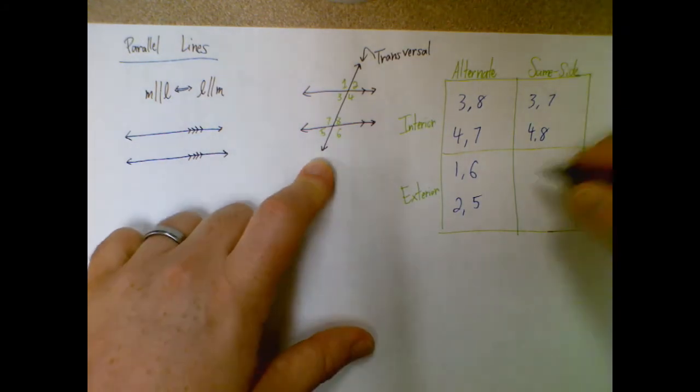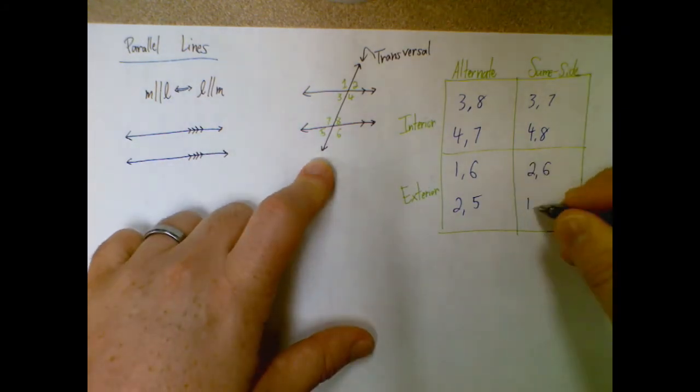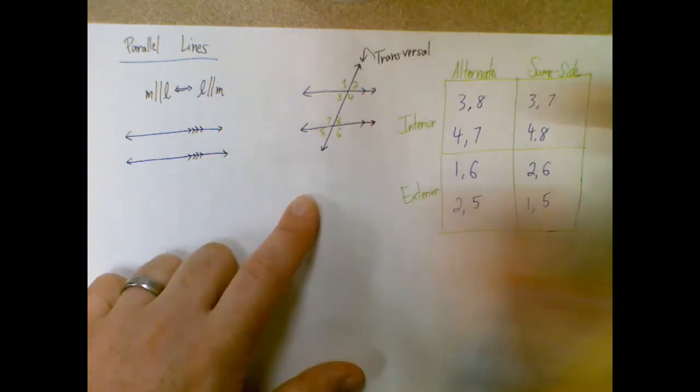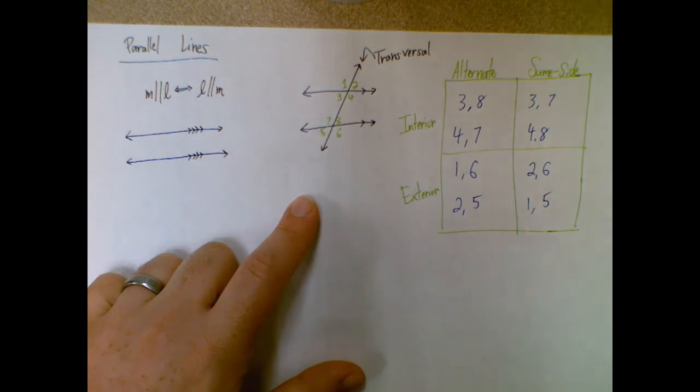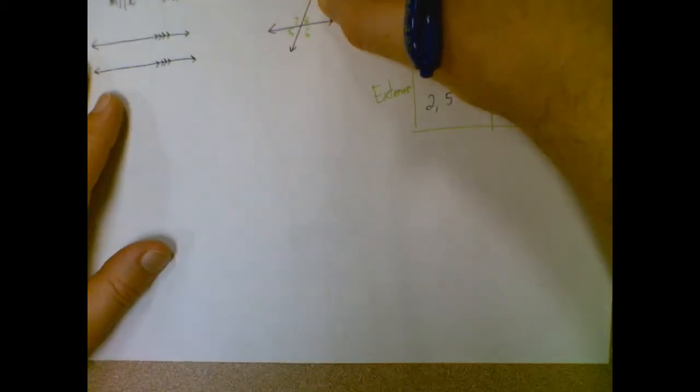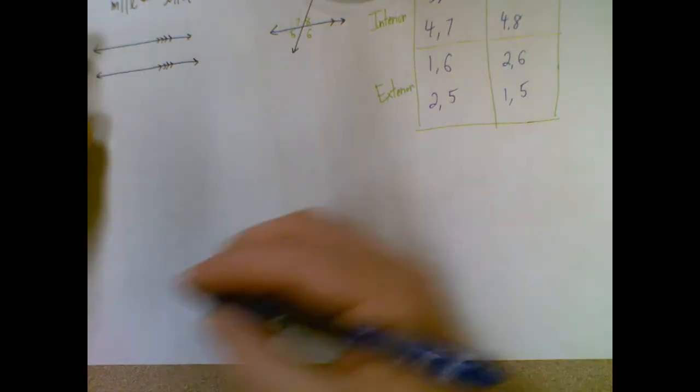And then same side exterior would be 2 and 6 and 1 and 5. So 2 and 6 are both on the right, 1 and 5 are both on the left. Okay. All right, so that is one way we can break those down, and that's probably, I don't know if I'd say more common, but a very common one.